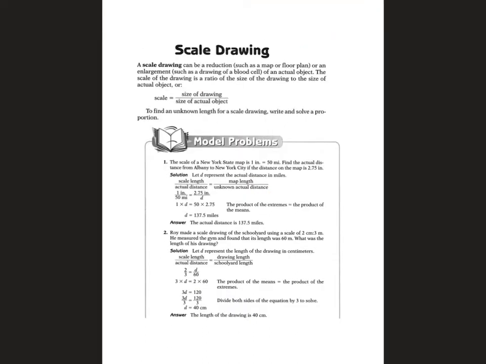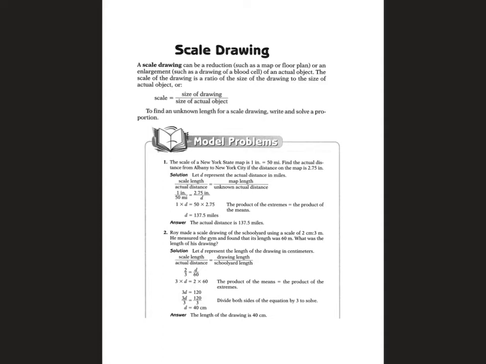For the next part of our lesson, we are working on scale drawings. A scale drawing can be a reduction, such as a map or a floor plan, or an enlargement of an actual object. The scale of the drawing is a ratio of the size of the drawing to the size of the actual object. Your scale is also equal to the size of the drawing over the size of the actual object. To find an unknown length of the scale drawing, write and solve a proportion. So those are done for us.